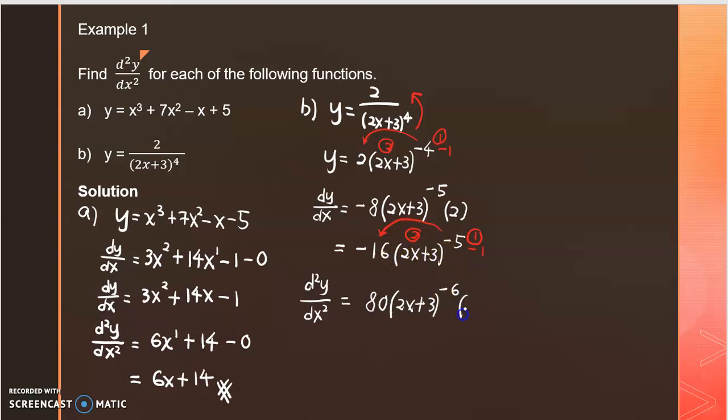Differentiate 2x, I should get 2. So finally, 80 times 2 will become 160 times (2x plus 3) to the power of negative 6. So since we have a negative index, remember that in the simplest form, our index must be positive. So finally, this is 160 over (2x plus 3) to the power of 6. So this is the answer for question B.